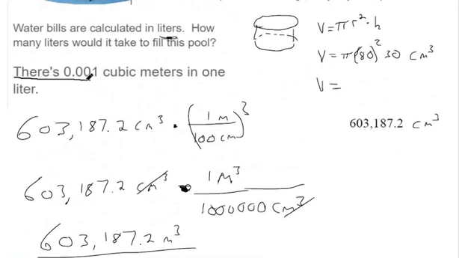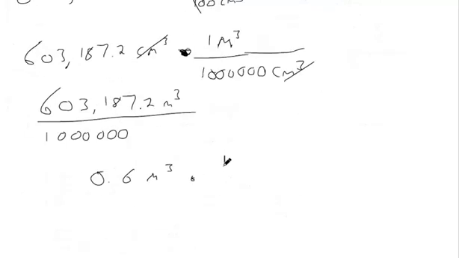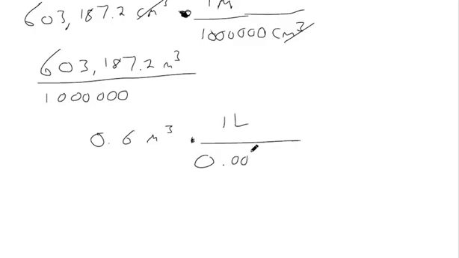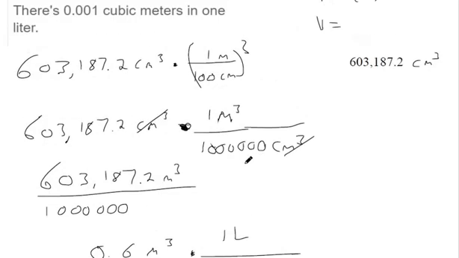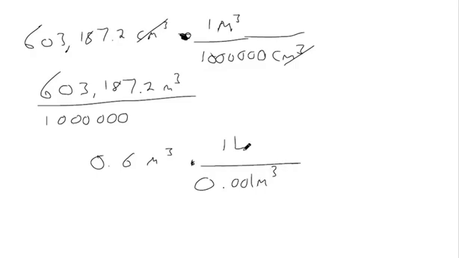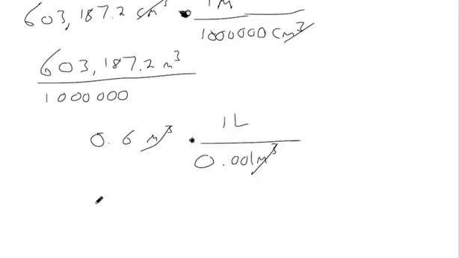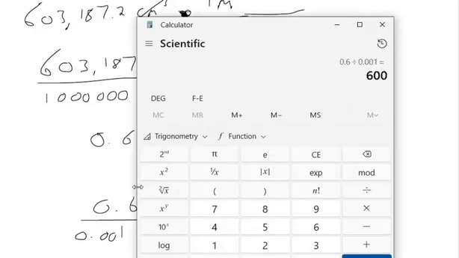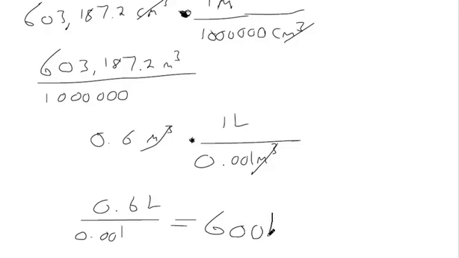We're almost done. There's 0.001 cubic meters in 1 liter. So we want liters on the top. We want our final units to be liters. So I'm going to multiply by a conversion factor, 0.001 cubic meters in 1 liter. This is our conversion factor because we're told both those things are equivalent. And I put cubic meters in the bottom to make sure that those cross cancel with each other. So I got 0.6 liters over 0.001, and if you divide those two, that's 600 liters. So it'll take 600 liters to fill up that pool.